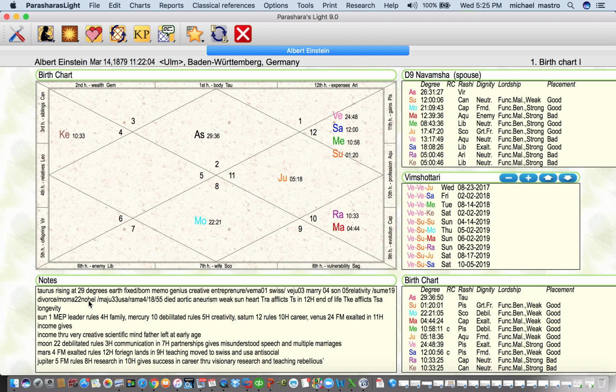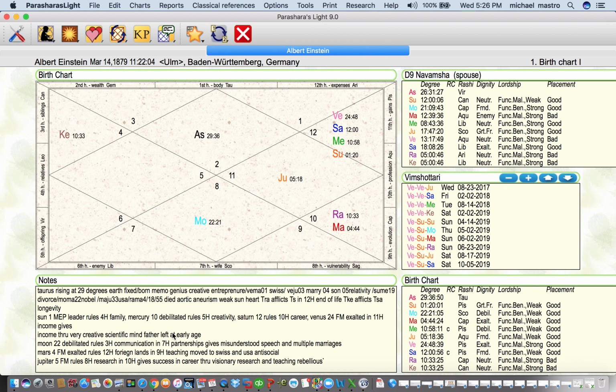Got the Nobel Prize for the theory of relativity in 1922. That was a Moon-Mars period. And so Moon being mind and Mercury being intellect and publishing. So that makes sense. Then let's see here. He moved to the USA in 1933. Mars is relocation, foreign lands, to teach at Princeton, I think, and that's Jupiter.